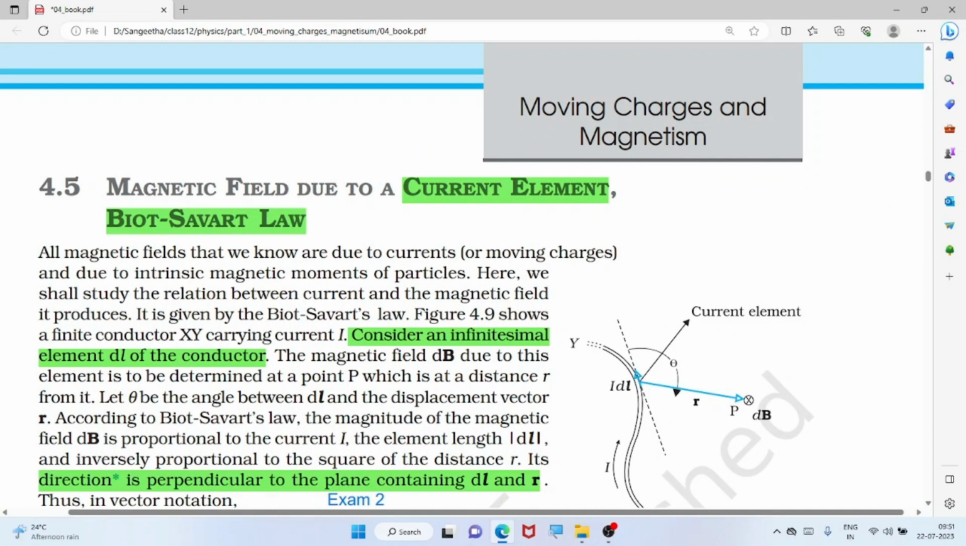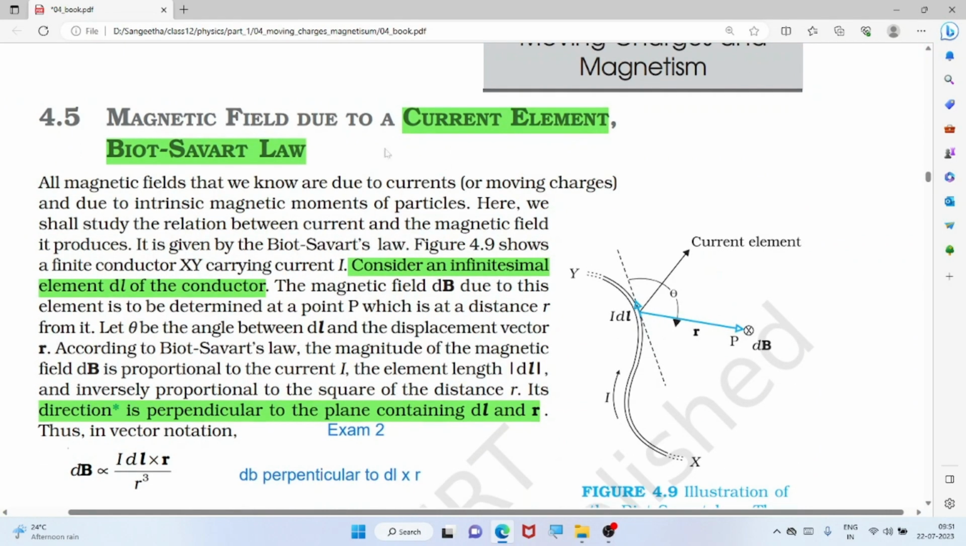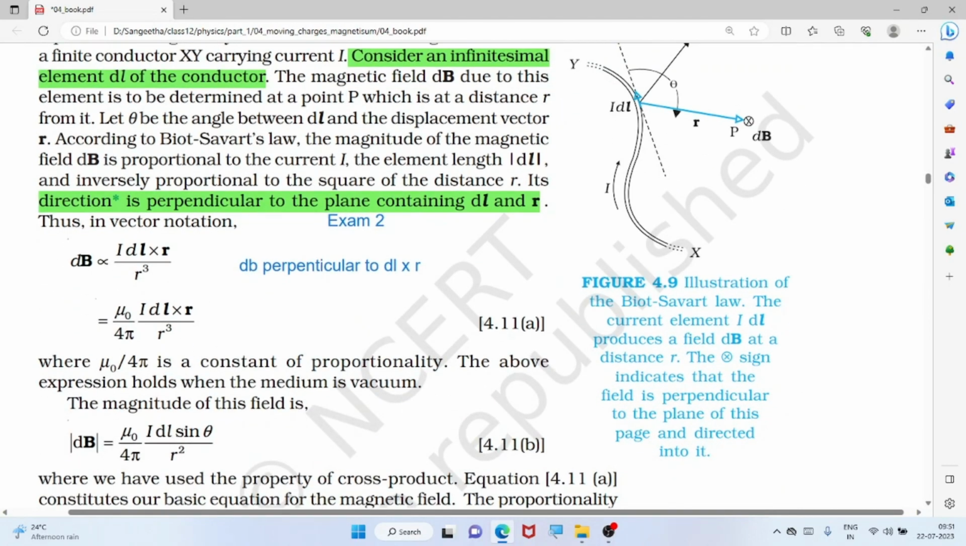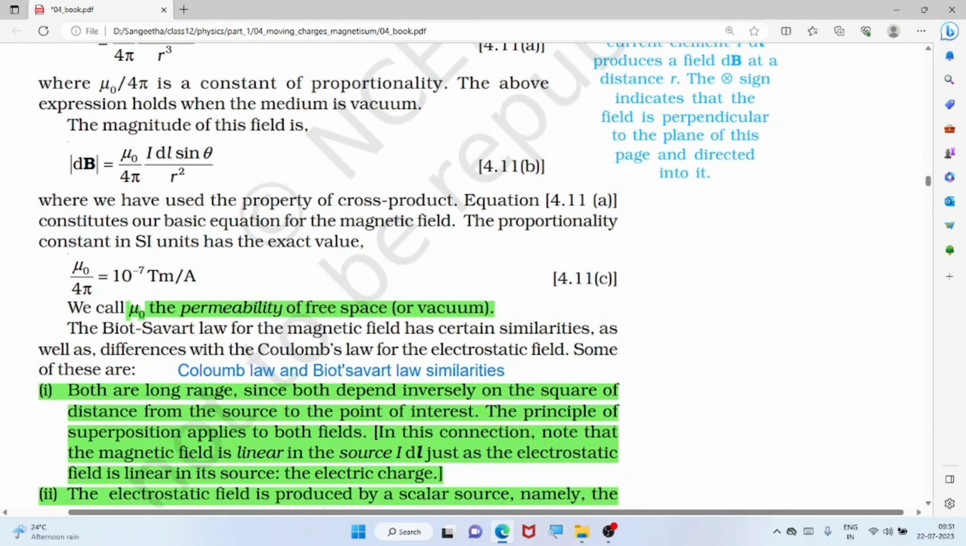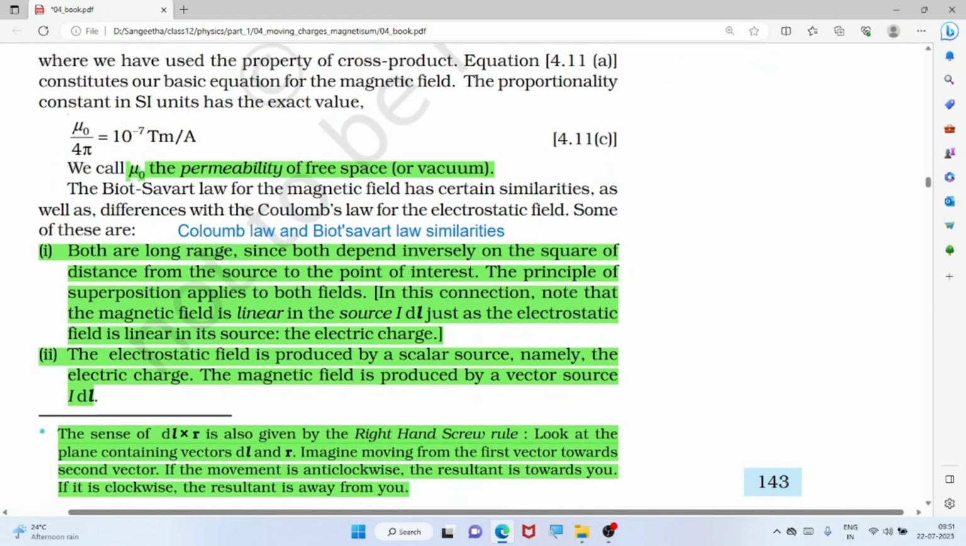Biot-Savart law: the magnetic field due to a current element, an infinitely small element dl, carrying current I, at distance r. Mu naught is the permeability of free space or vacuum. This is the comparison between Coulomb's law and the Biot-Savart law, the similarities.